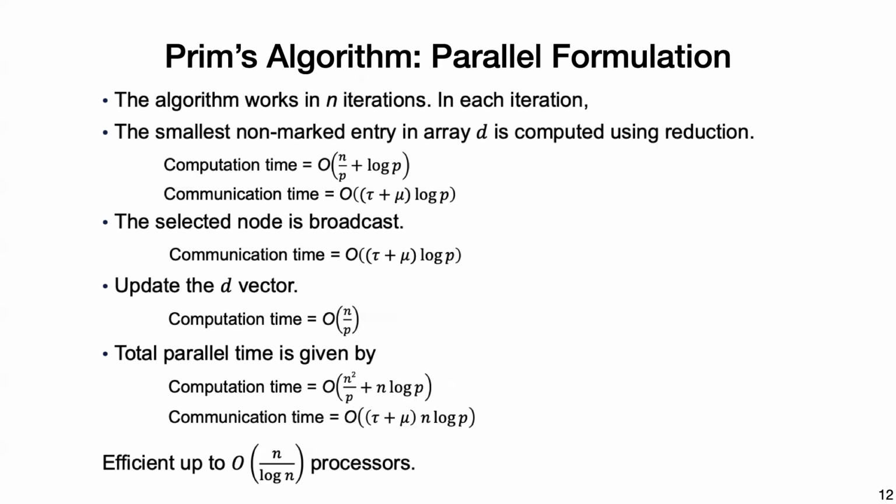And this is efficient up to n over log n processors by the similar analysis that we've been making in the past, which is you compare the computation time to the communication time, and you want the point where they become equalized, because if communication time is more expensive, then it's inefficient. So that's where this n over log n comes from.